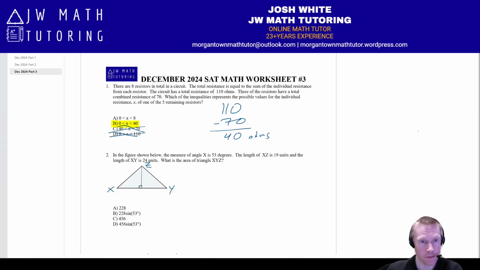Okay, so anything between 0 and 40 is possible. Notice it's got to be strictly less than 40. It cannot be less than or equal to 40 because if one of them was 40, the rest would all have to be 0, and that cannot happen. But the correct answer for this one is just going to be letter B.